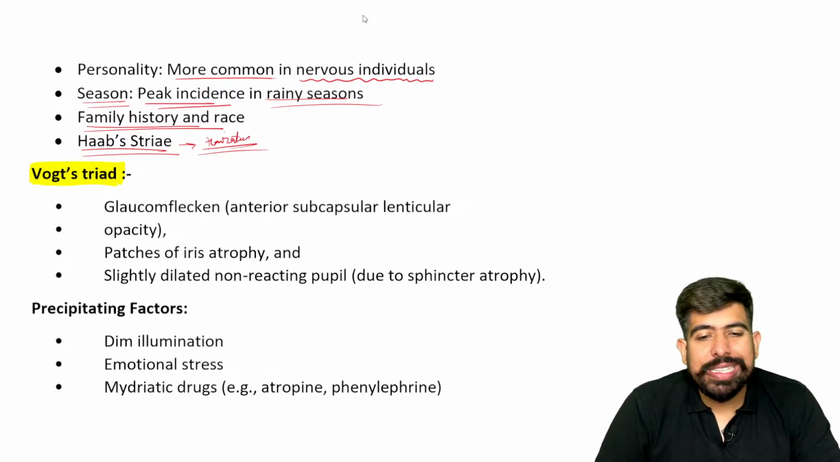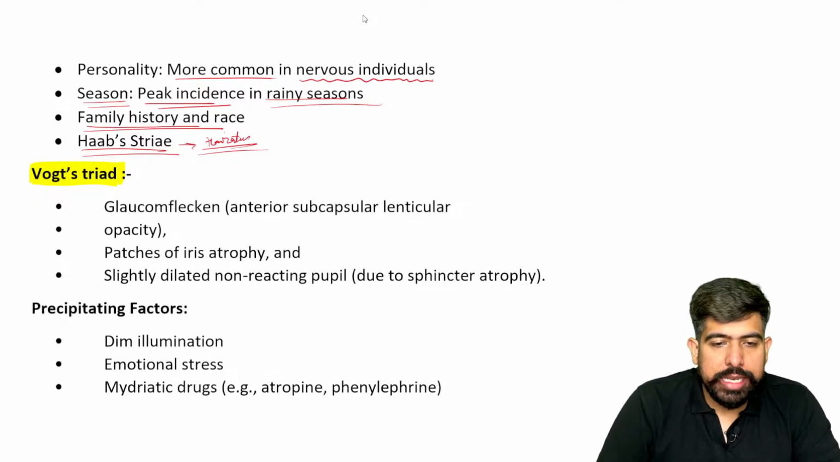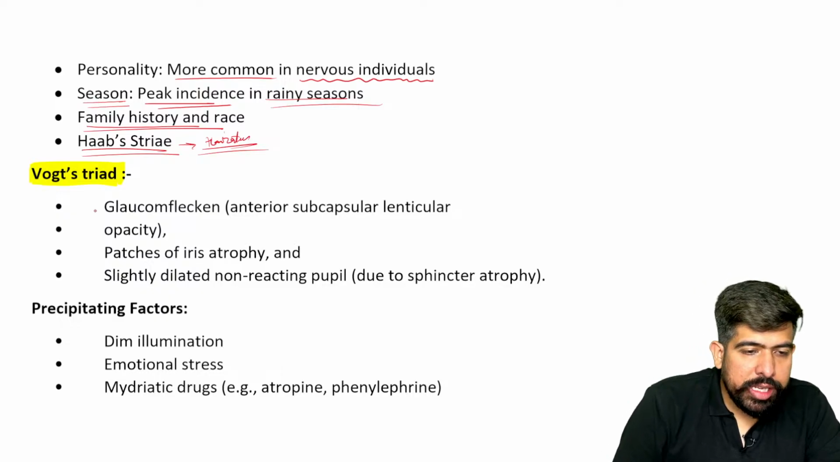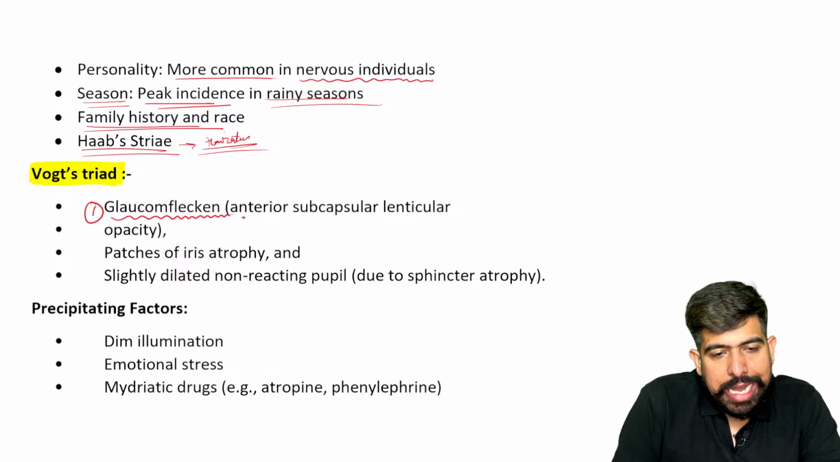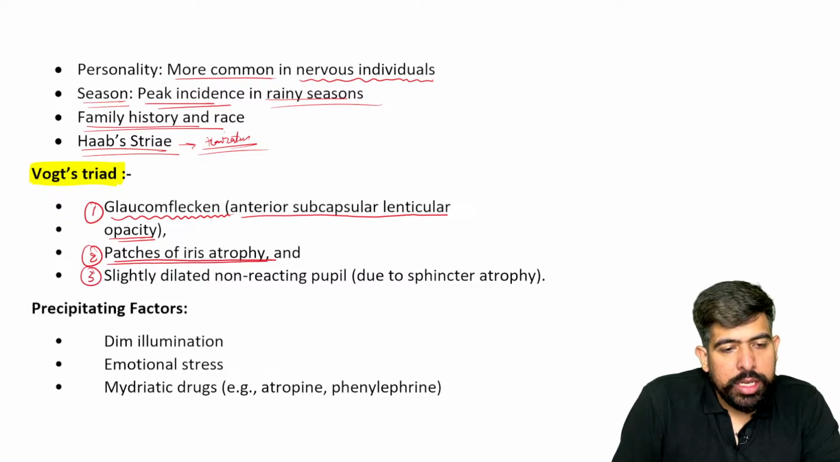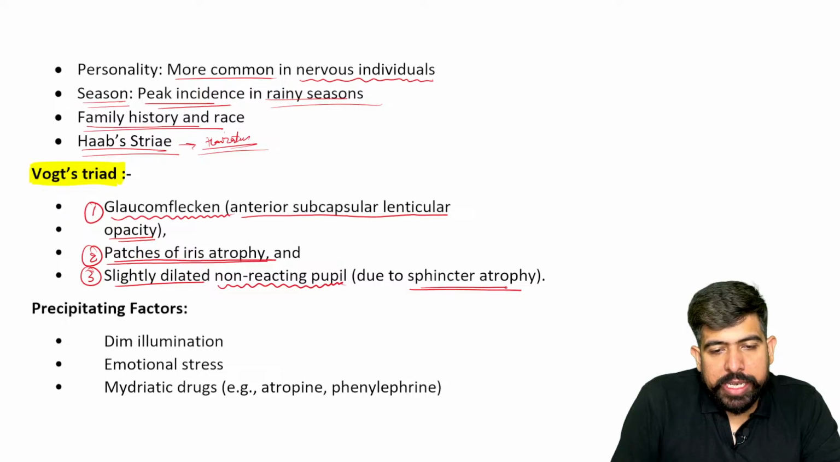And if I'm talking about Vogt striae, they will be seen in keratoconus. Keratoconus. Done. Now, moving forward, what will be the triad? The three things. The first one will be the glaucomflecken. It means the anterior subcapsular lenticular opacities. The second one, the patches of iris atrophy, and the third one is the slightly dilated, or we can say the non-reacting pupil due to the sphincter atrophy.